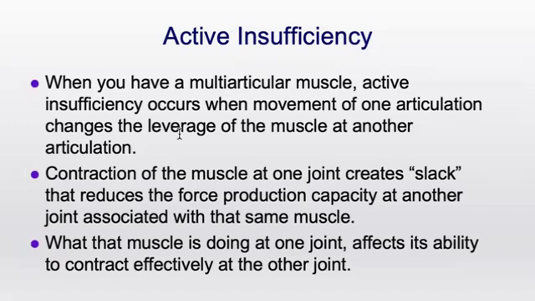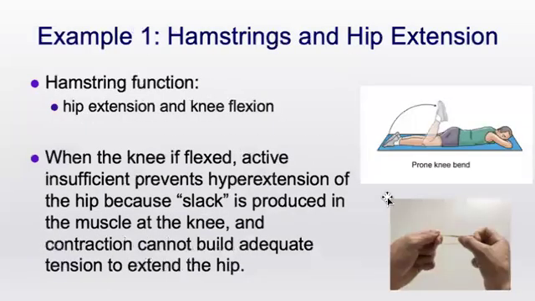What happens with active insufficiency is that contraction of the muscle occurring at one joint generates almost like slack. There's some slack built up in that muscle, and that's going to reduce the force production capacity at the other joint location. Basically, the active motor component happening at one joint is going to affect the ability of the muscle to contract at another joint. We're going to use the hamstring to describe this phenomenon.